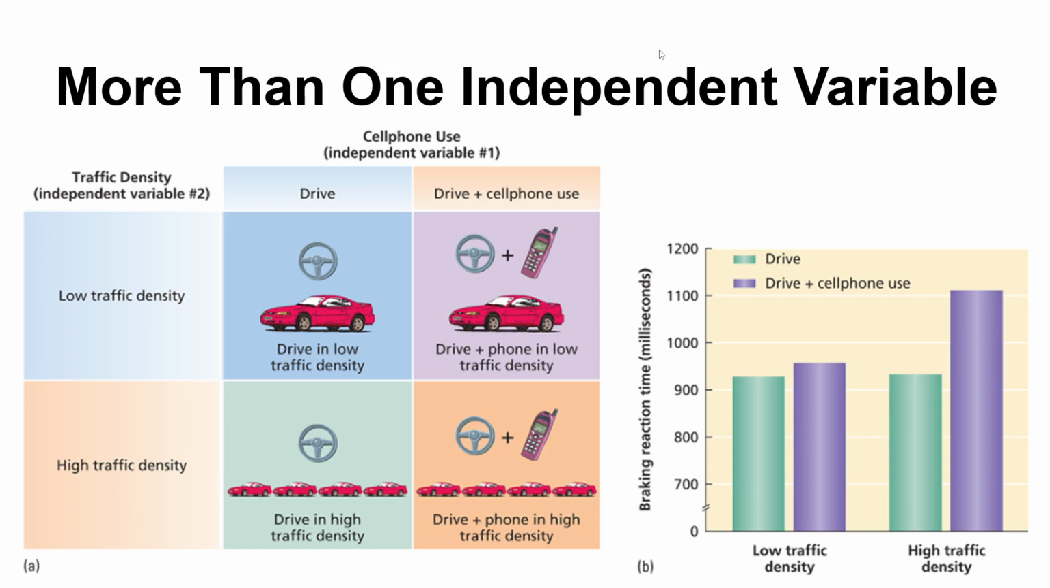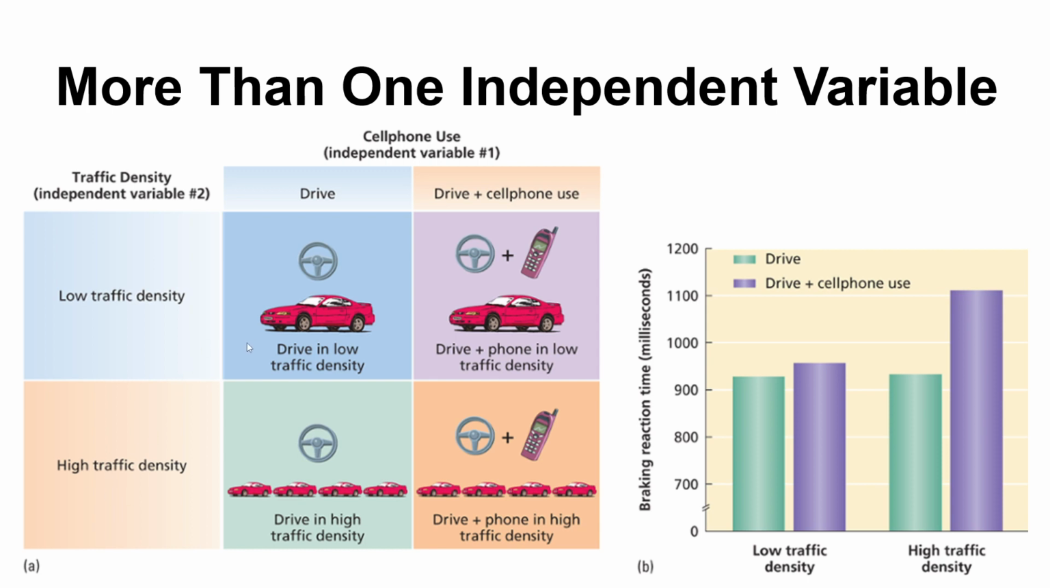And so here we have a study that's set up with two independent variables. They wanted to look at cell phone use. So they have people who are driving without a cell phone and people who are driving while using their cell phone. Clearly the images here are dating when this was done, but that's all right. So that's our first variable. Our second independent variable would be the amount of traffic that's on the road during this test. So low traffic density versus high traffic density.